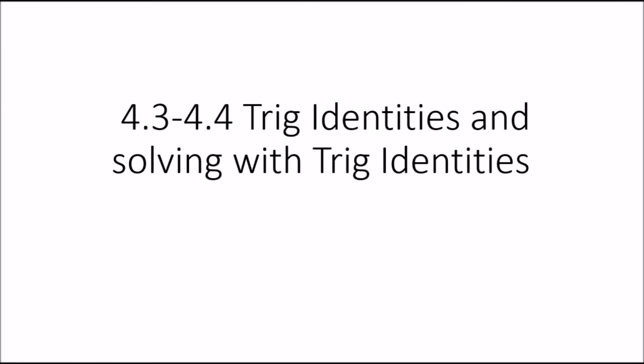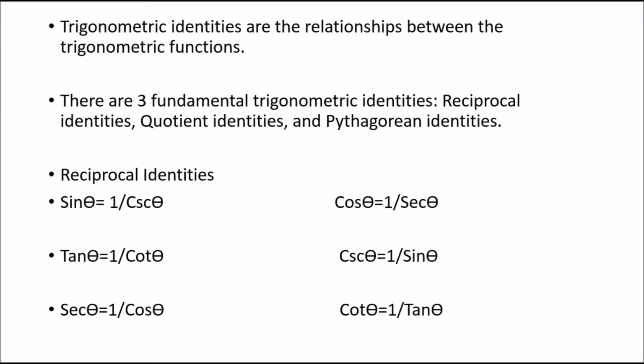This is 4.3 to 4.4, trig identities and solving trig identities. Trigonometric identities are the relationships between the trigonometric functions sine, cosine, and tangent. There are three fundamental trigonometric identities: reciprocal identities, cosine identities, and Pythagorean identities.